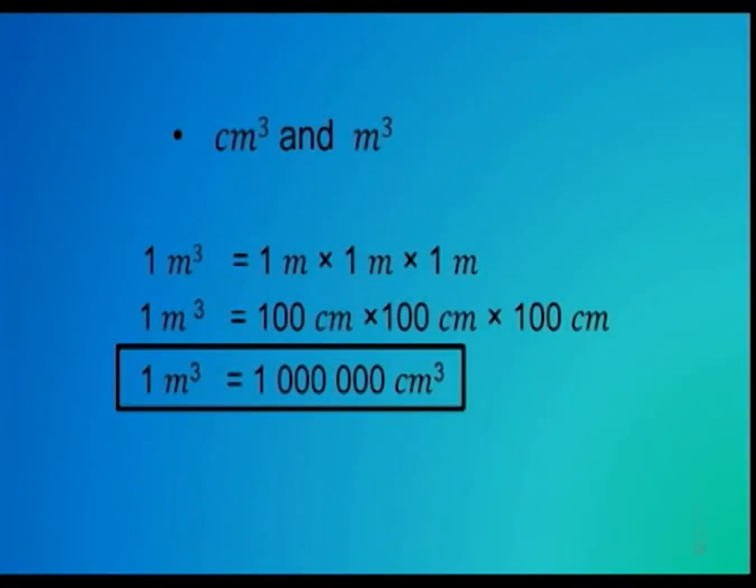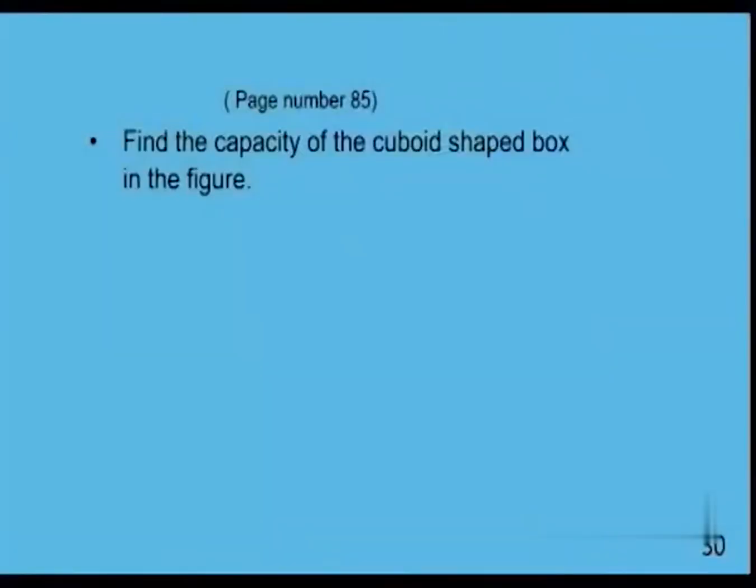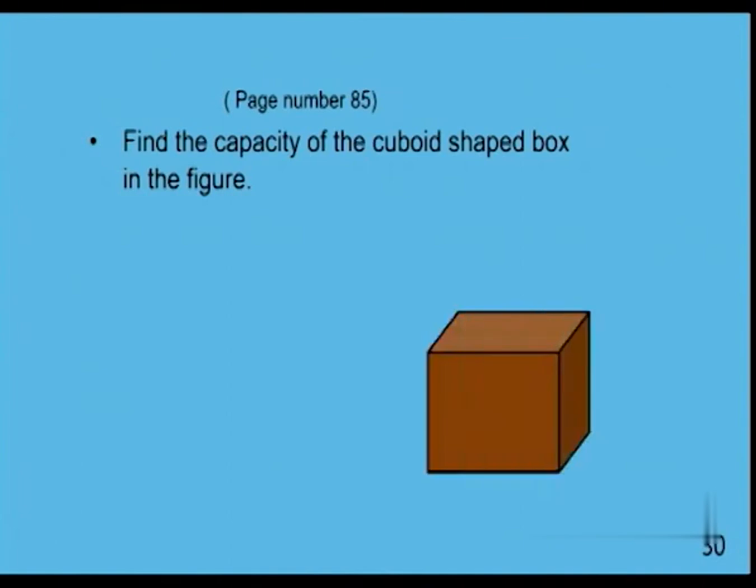So, this is the last one. Now, we are going to discuss a few questions related to these relationships. This is question number 1. I got this question from your textbook, page number 85. Find the capacity of the cuboid shaped box in the figure. This is the figure. These are the measurements: 20 centimeters, 10 centimeters and 30 centimeters.